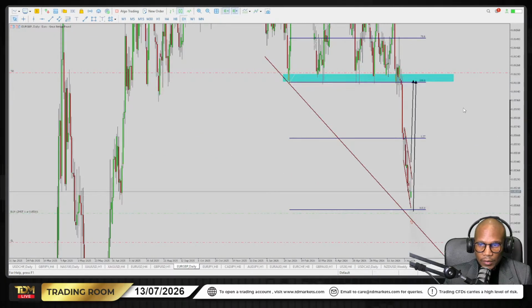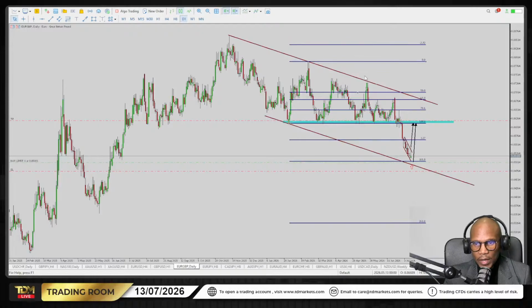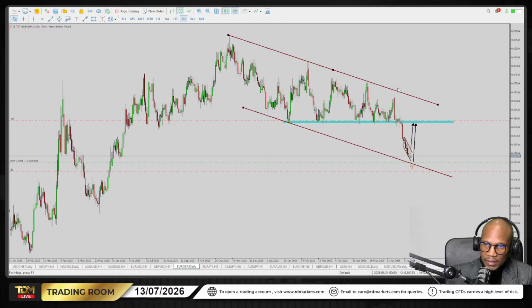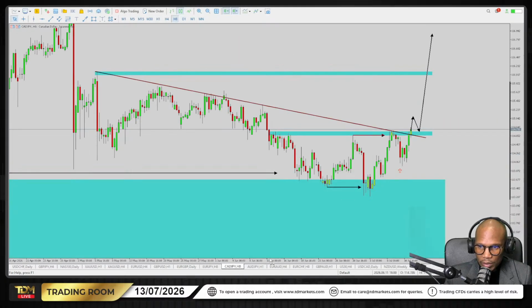Euro/JPY, don't expect this one to materialize today, or tonight. It still needs to complete this move, but we are watching the zone carefully. So this one we will just keep on the side together with CAD/JPY.